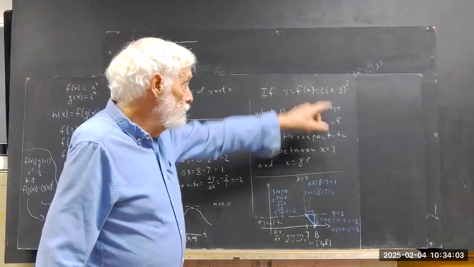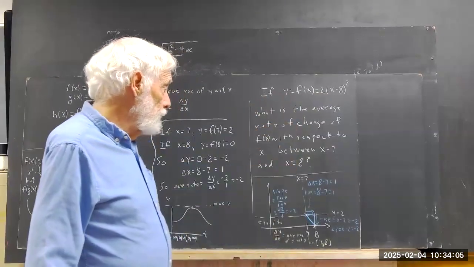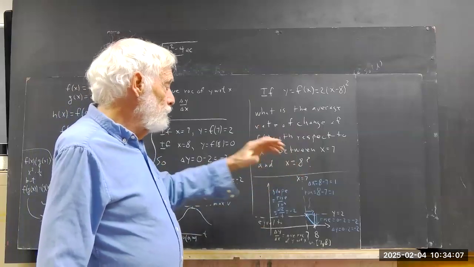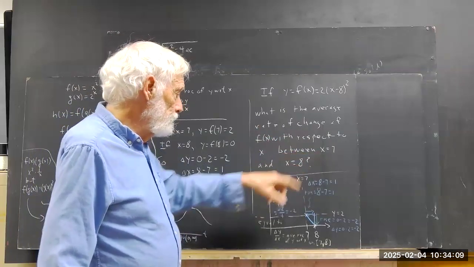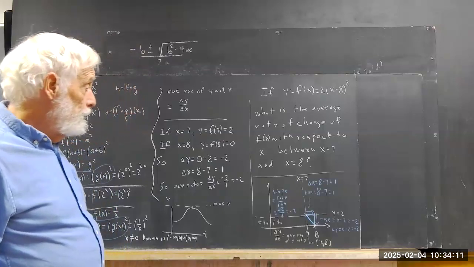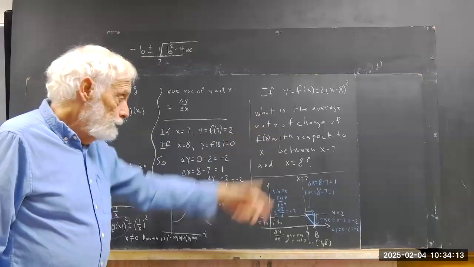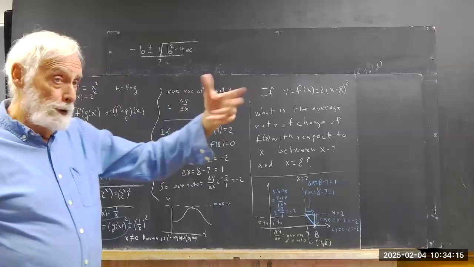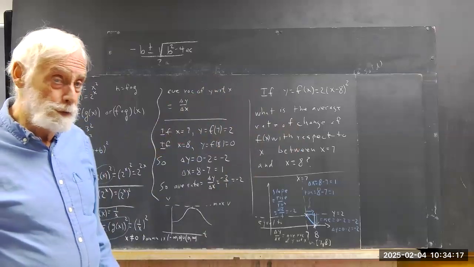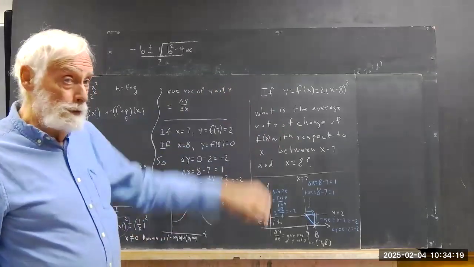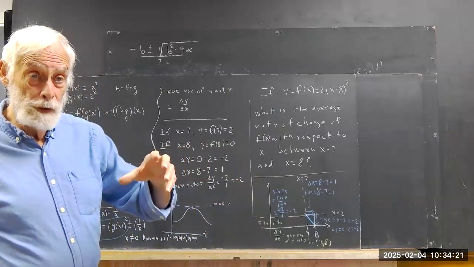But real quickly, just to review what we've already done. If y equals this function, we want to find the average rate of change of y with respect to x between x equals 7 and x equals 8. So people knew the average rate of change had to do with the change in x, change in y, and stuff like that. So everybody found the change. Everybody found the two values of f.